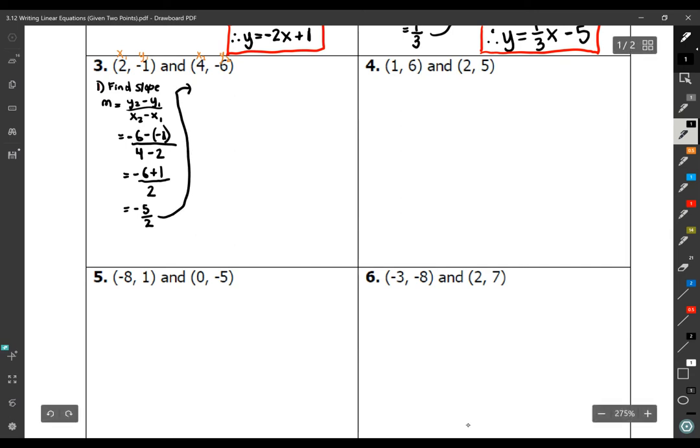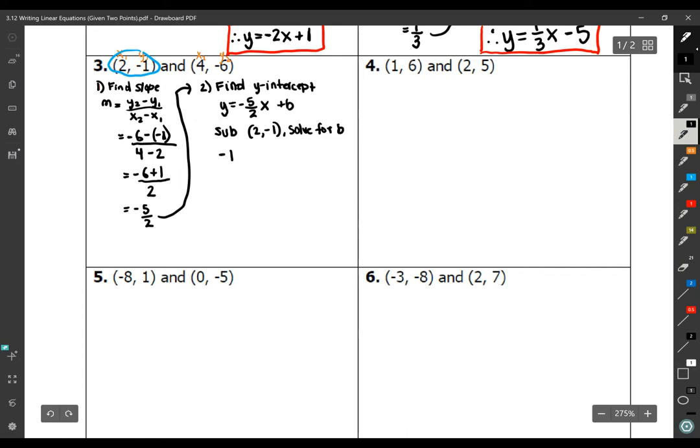Okay, now let's go to step 2, where we find the y-intercept. Okay, so again, we start with our partial equation, y equals -5 over 2x plus b. Now we're going to pick one of the points to sub in. I'm going to pick this one because it's just lower numbers. I don't know, maybe the math is easier. So substitute in (2, -1) and use that to solve for b.